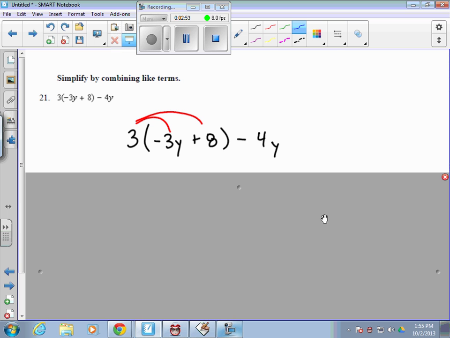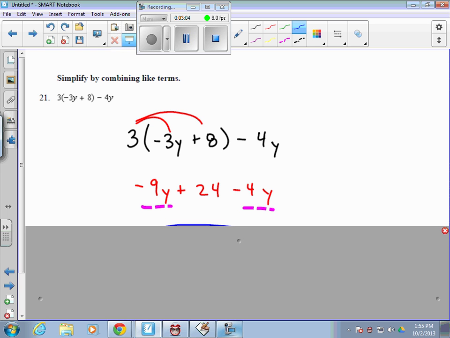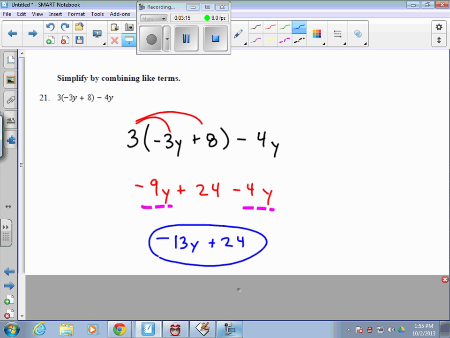21 says simplify by combining like terms. Distribute first. 3 times negative 3y is negative 9y. 3 times 8 is positive 24 minus 4y. Then you have like terms, negative 9y and negative 4y, because they have the exact same variable raised to the exact same exponent, which is 1 in this case because it's not shown. Negative 9 minus 4 is negative 13y plus 24.